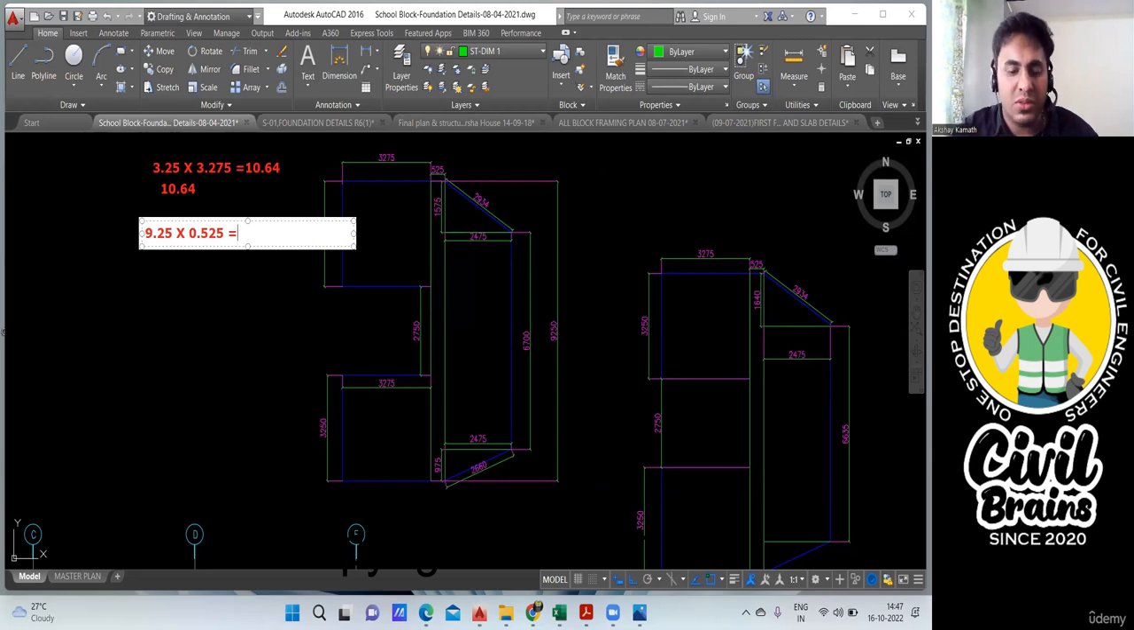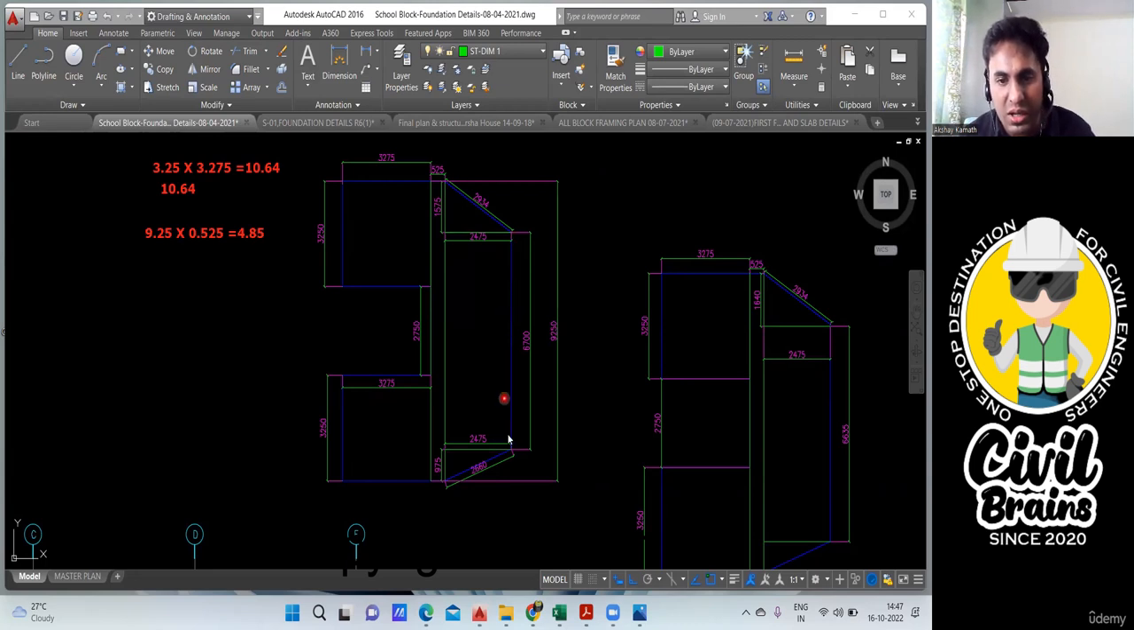So how much are you getting? 9.25 into 0.525, so it is 4.85. Okay, this area is also done. Now we'll find this particular area, that is this area, and this.